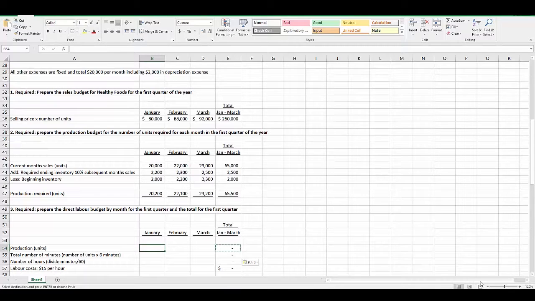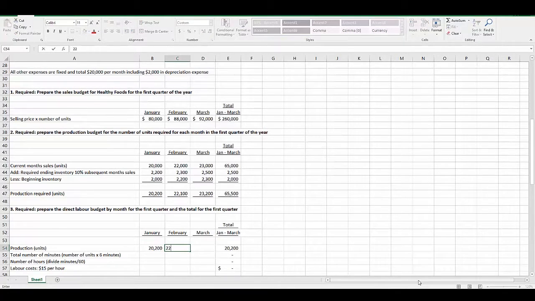So we enter in the number of units, and that would be 20,200 for January, 22,100 for February, and 23,200 for March. So what you're going to do now is calculate how many minutes.